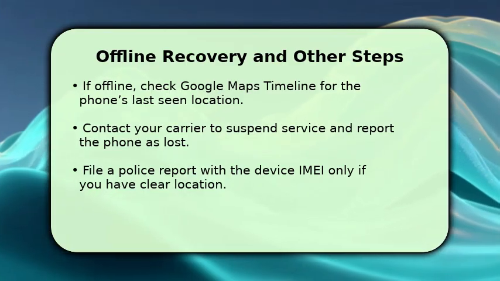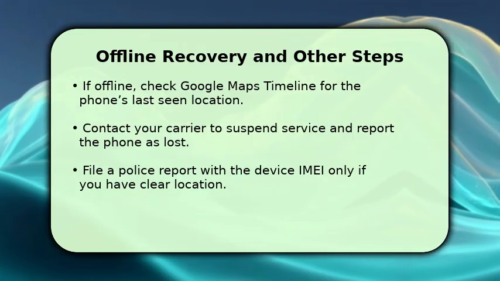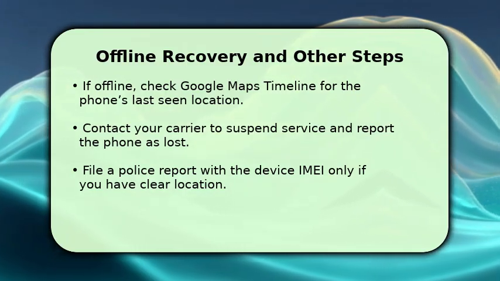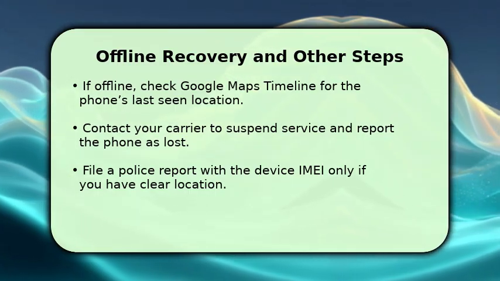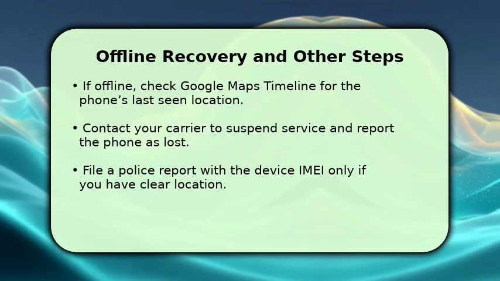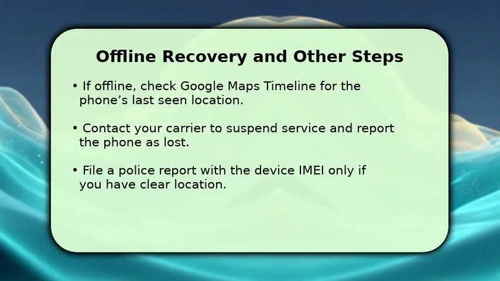Contact your mobile carrier to suspend service and flag the device as lost or stolen immediately. Retrieve the Pixel's IMEI from the original box or Google account settings before you call. If you have a clear last known location, file a police report and share the IMEI and location details with authorities.